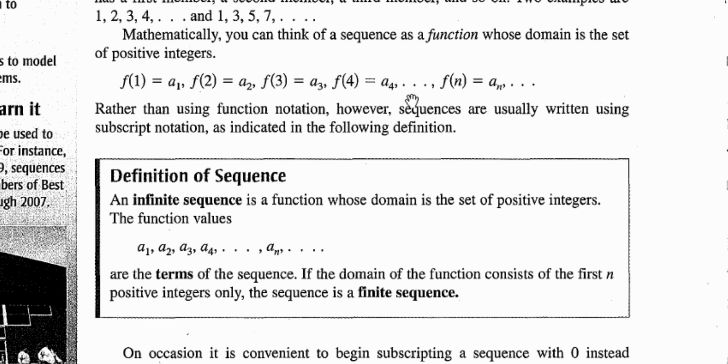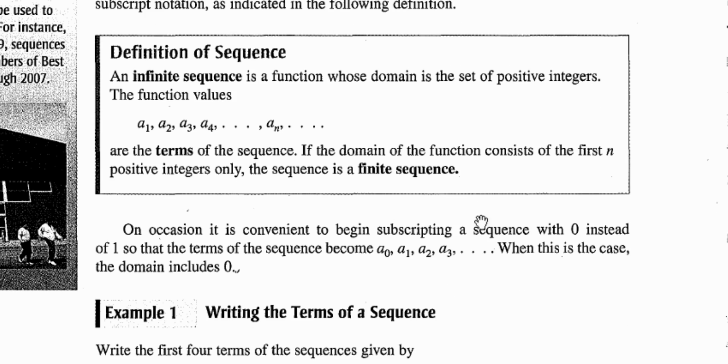When you see three dots, that's called an ellipsis. And an ellipsis simply means that the pattern continues. So after a sub 4 comes a sub 5, then a sub 6, and so on, until we get to f of n, which is a sub n, and then another ellipsis, so that means the process keeps going.